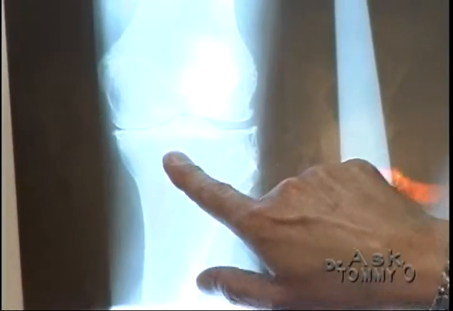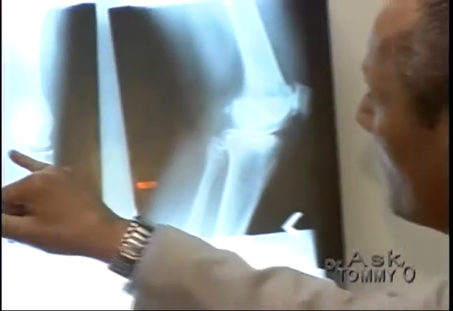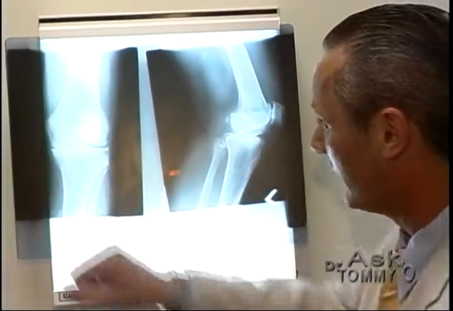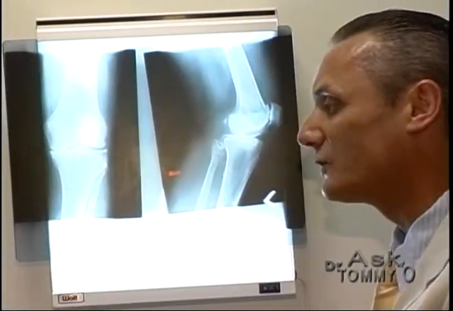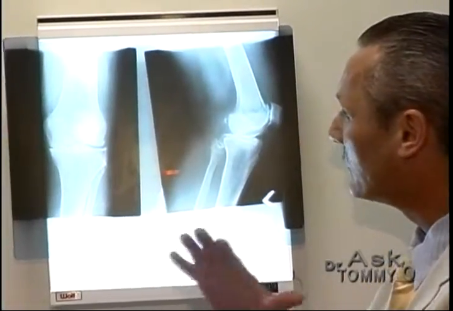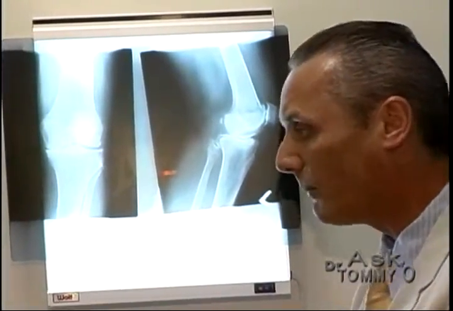And what's happened here to this lady, because of the wear and tear, she's a nice 80-year-old young lady, she's completely worn out all the cartilage right here. When you wear out all this cartilage, it causes severe swelling. When you actually put your hand on the knee, it becomes very warm.